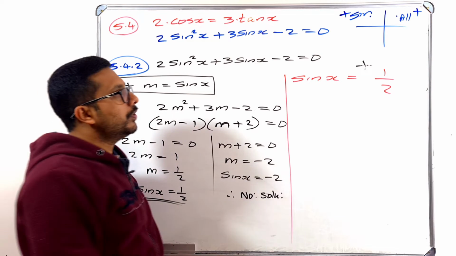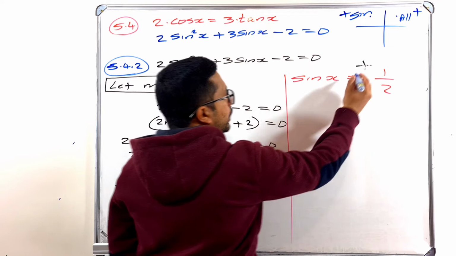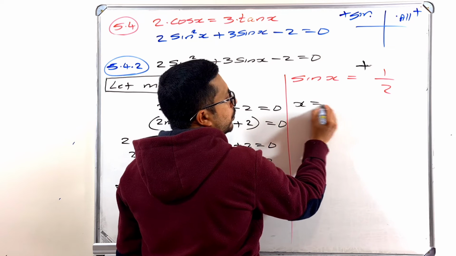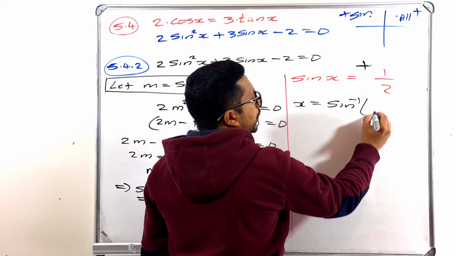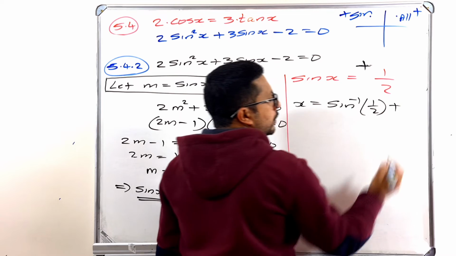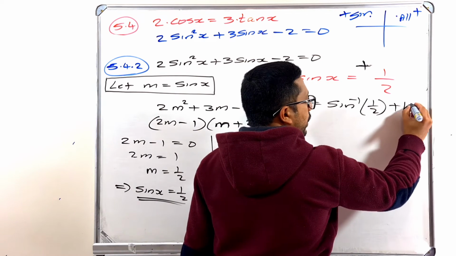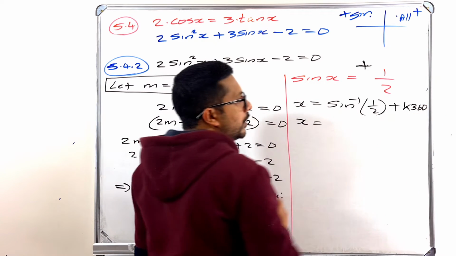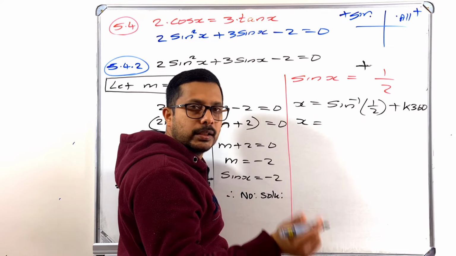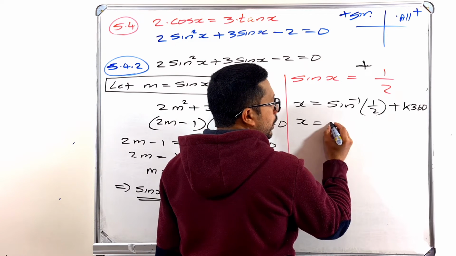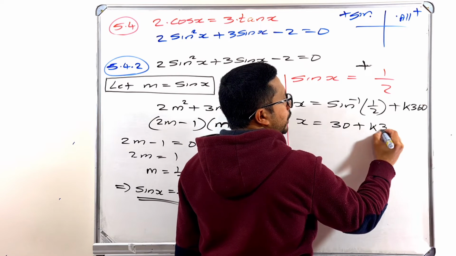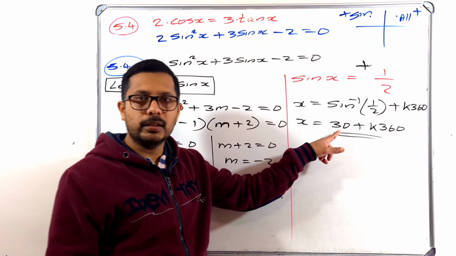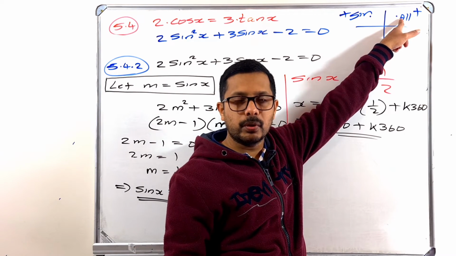Okay, so first we have to find the acute angle. First one, what is x? If sine is positive, how can you find x? X is equal to sine inverse of this half plus general solution. That means you have to write plus k 360. So x is equal to, what is sine inverse of half? Check in your calculator. Sine 30 is half. So sine inverse of half is 30. 30 plus k 360. So that 30 is an acute angle, on the first quadrant.